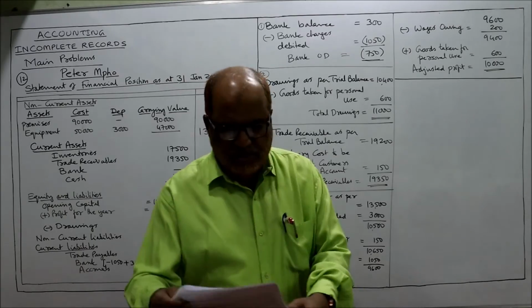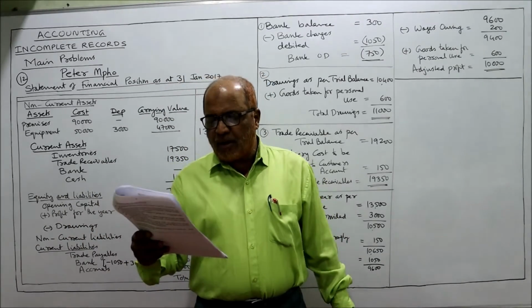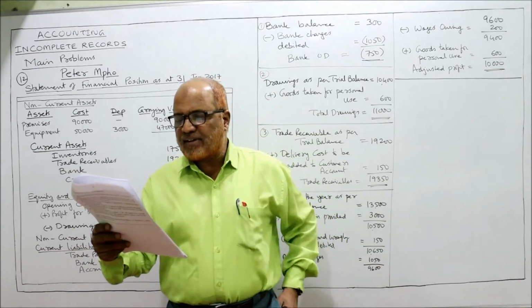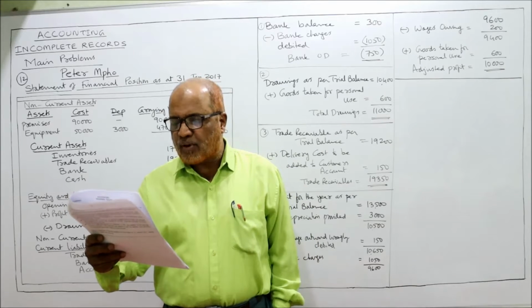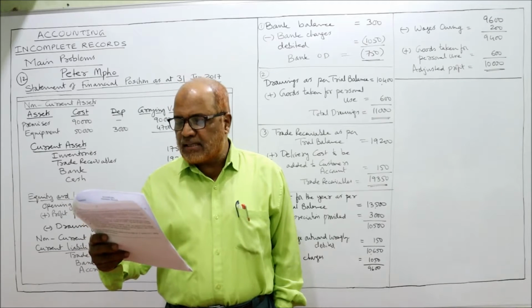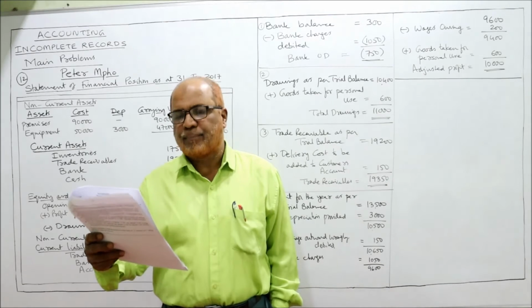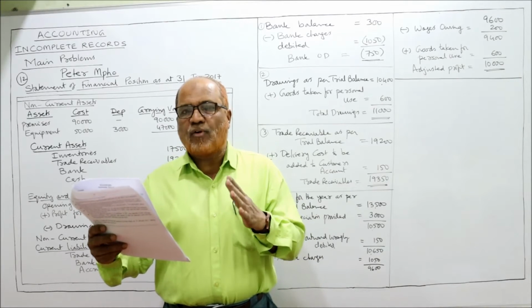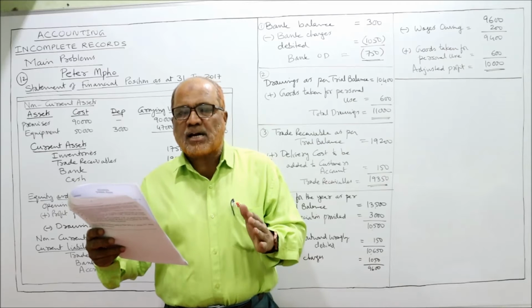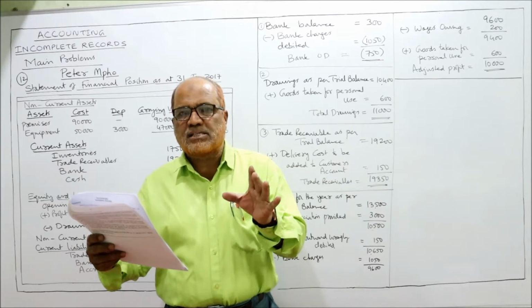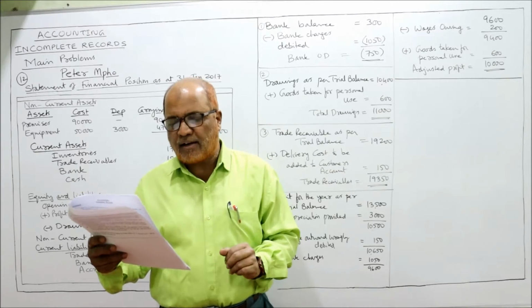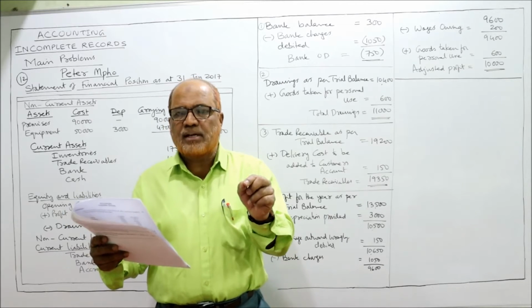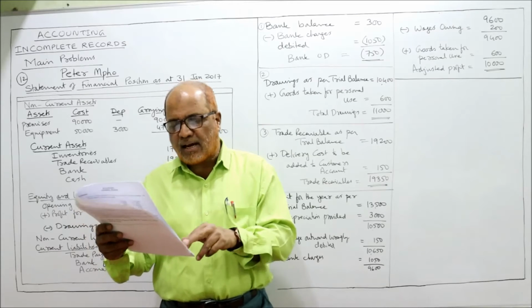Come on, see the 12th problem. Mr. Peter Foe started business on 1st Feb 2016. He prepared his trading and income statement for his first year of trading. The following balances remain in his books at 31st Jan 2017. Peter Foe is the sole trader. He started the business on 1st February 2016 and the year ends on 31st January 2017. So on 31st January 2017, what are the balances in his accounts?